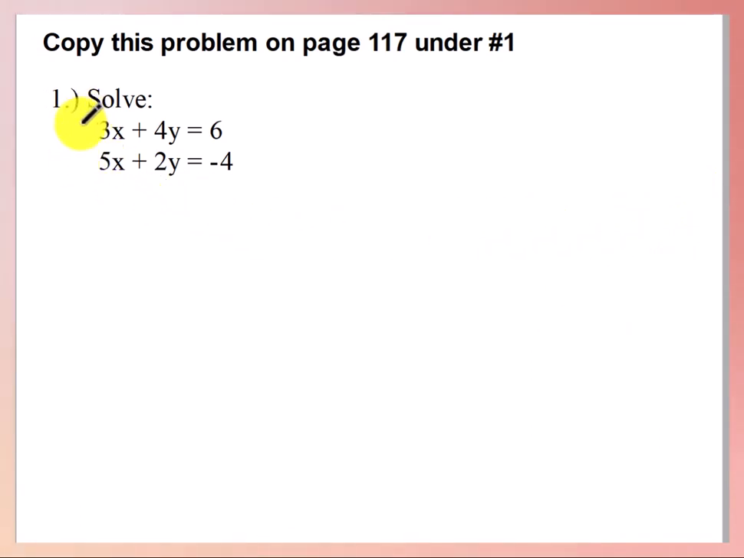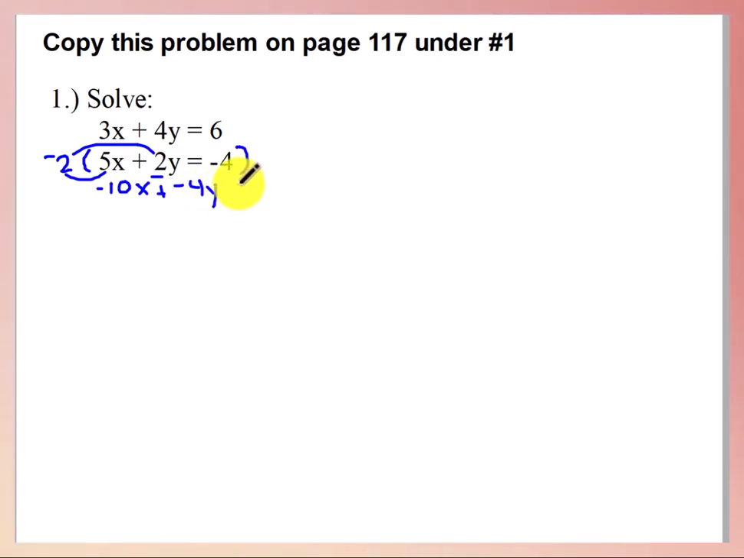All right, what I noticed is that 2 is a multiple of 4, so I can multiply by a factor of 2 in the second equation. But in order to make these opposites, I'm going to have to multiply by negative 2. So take that negative 2 and multiply each term. Negative 2 times positive 5x is negative 10x. Negative 2 times positive 2y is negative 4y. So I'm going to write plus negative 4y. That was my goal.